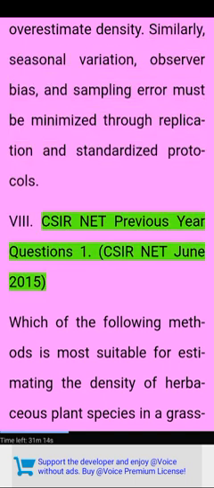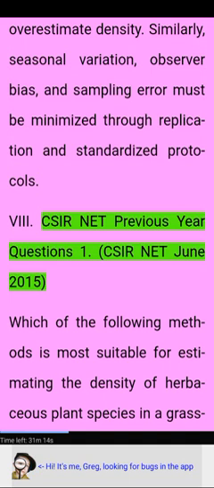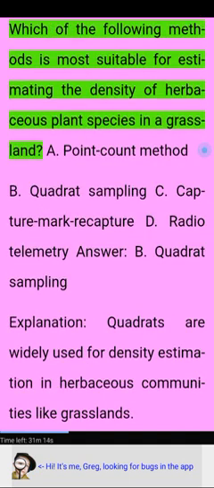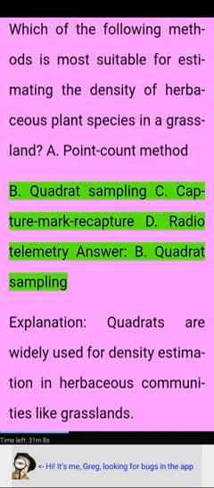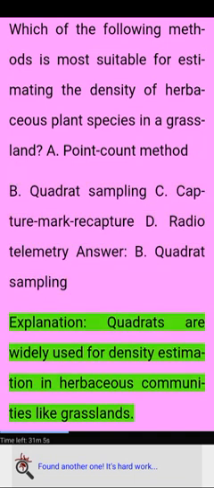8. CSIR-NET Previous Year Questions. 1. CSIR-NET June 2015. Which of the following methods is most suitable for estimating the density of herbaceous plant species in a grassland? A. Point count method. B. Quadrat sampling. C. Capture mark recapture. D. Radiotelemetry. Answer. B. Quadrat sampling. Explanation. Quadrats are widely used for density estimation in herbaceous communities like grasslands.